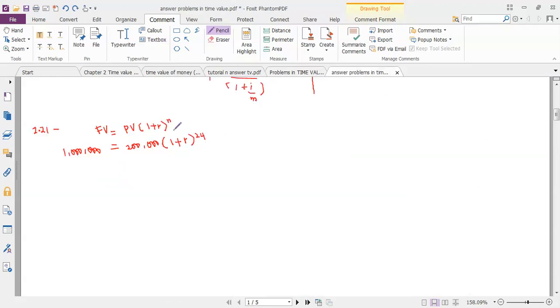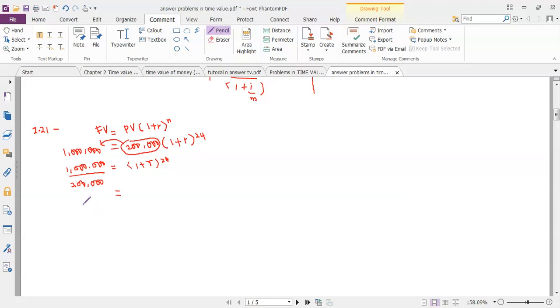So how to calculate is, you must pick 200,000 and then transfer to the left. It means that 1 million you should divide with 200,000. This is the way for you to calculate. 1 million divided by 200,000 is equal to 1 plus r to the power of 24.